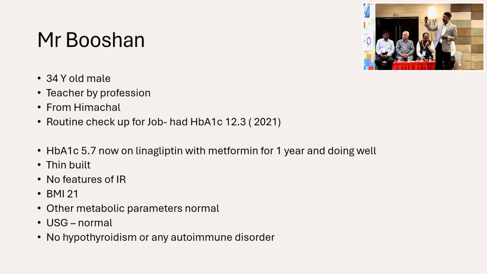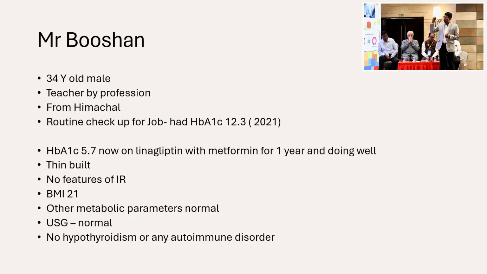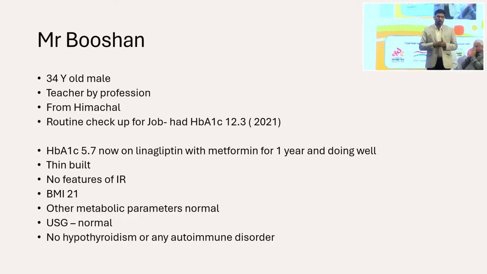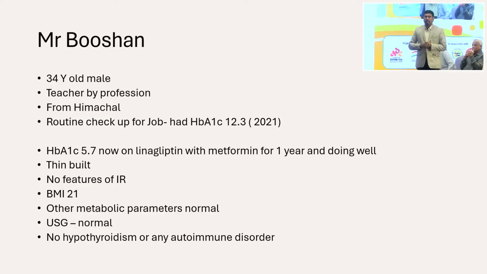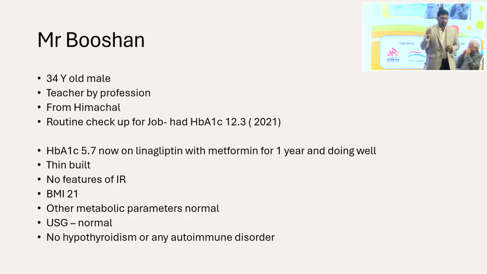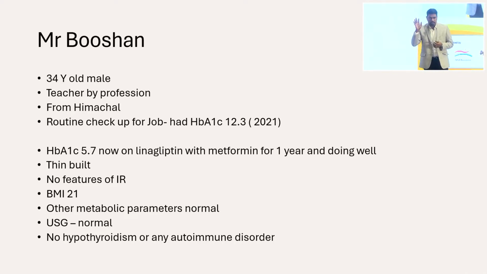So, you have a 34-year-old gentleman, teacher by profession. In 2021, when he initially presented somewhere else, his HbA1c was 12.3. What treatment was given at that point was not available. Probably he would have been treated with some insulin or some OADs. We do not know. But by the time the patient reports to you for follow-up, he is on linagliptin with metformin. At least for a year, he was on linagliptin with metformin. And now the HbA1c has dropped from 12.3 to 5.7.